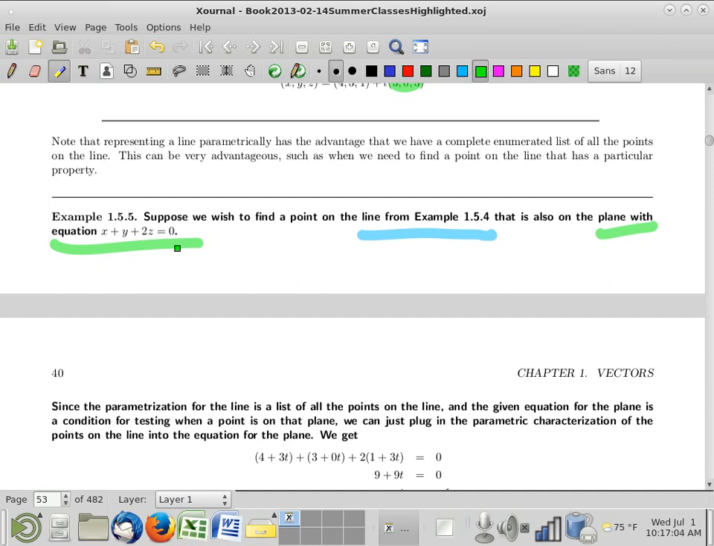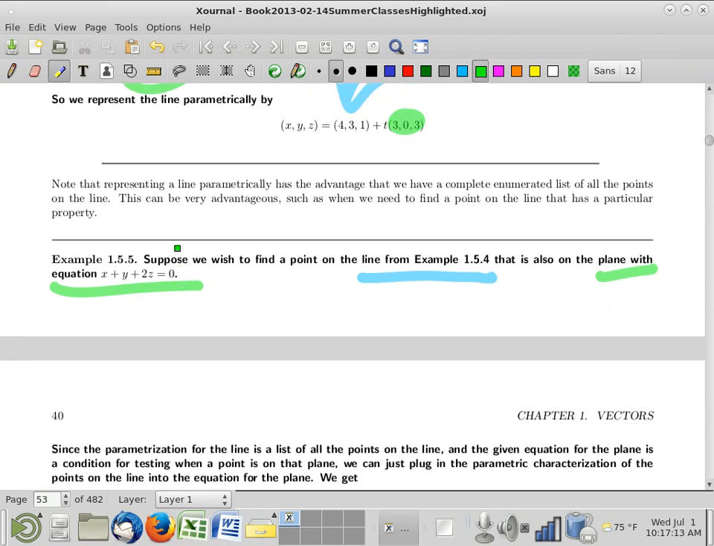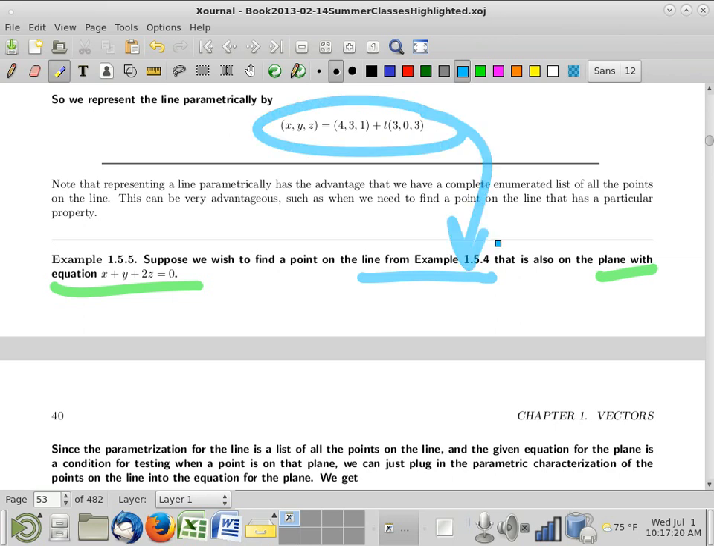So let's find it. This is a great example in a certain way. What I like about this example is I have two different kinds of information. I have, on the one hand, a parameterization of the one object, and I have an equation for the other object. So here's our parameterization of our line, and then I have an equation for the plane. This is a point generator. This is a point tester. And what I want is a point that works for both.